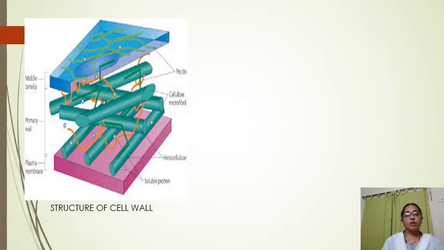We study the structure of the cell wall. It is the outer covering. The structure of the cell wall is given. The cell wall is present in the plant cell. It has two layers, as you could see, and in between these layers there is pectin and cellulose material.